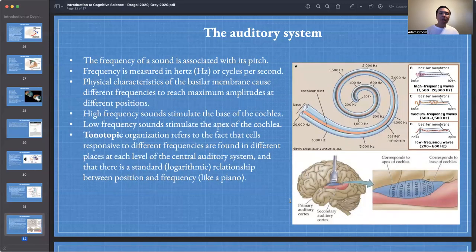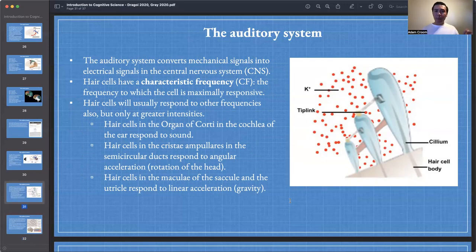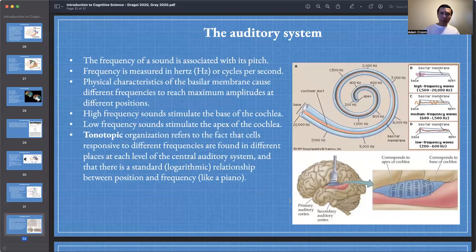All right, so we're talking about characteristic frequency here. You might ask, what is frequency? Well, the frequency of a sound is associated with its pitch. So if you hear different pitches in music, they're going to be associated with different frequencies. And frequencies are measured in hertz, or cycles per second.